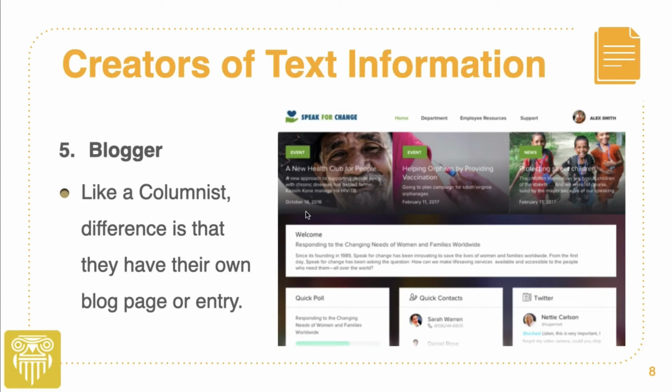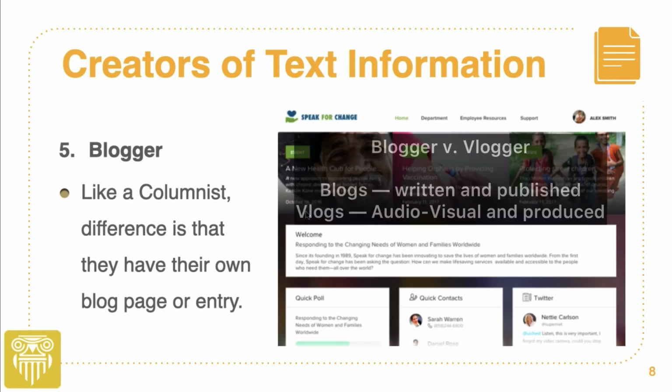Next, we also have blogger. So way back years ago, we have bloggers, but now we have vlogger, right? A blogger, they write or publish a particular article. When you say vlogger, they provide us the audio visual effects.